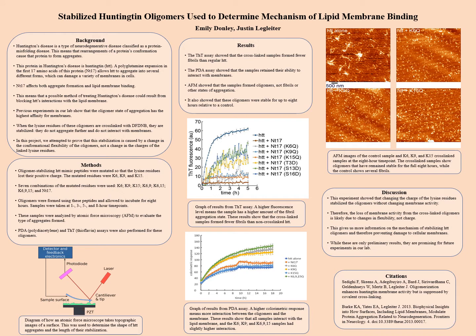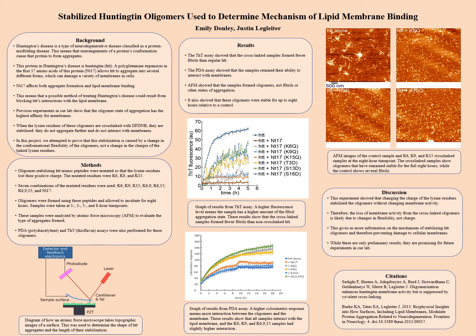7 combinations of mutated residues were used: K6, K9, K15, K6 and 9, K6 and 15, K6, 9, and 15, and regular NT17. Oligomers were allowed to form using these peptides and incubated for 8 hours. Samples were taken at 1, 3, 5, and 8-hour time points. The samples were then analyzed using atomic force microscopy, or AFM, to determine what type of aggregates were formed.